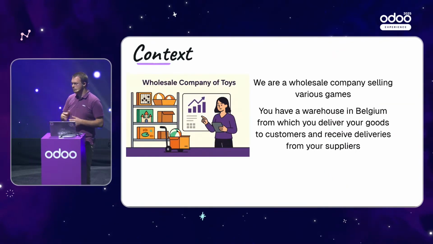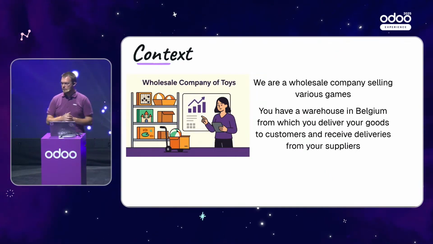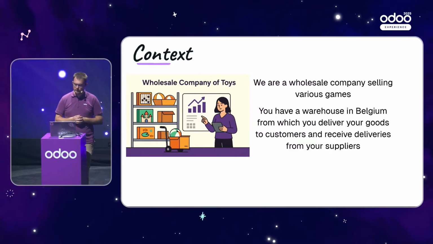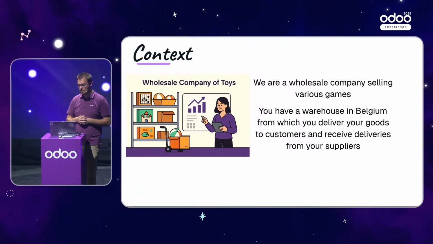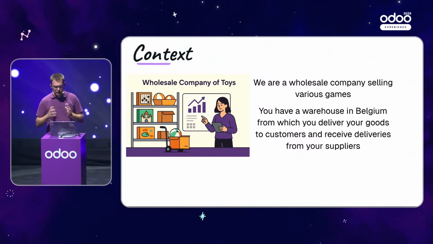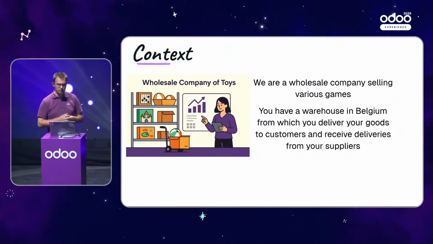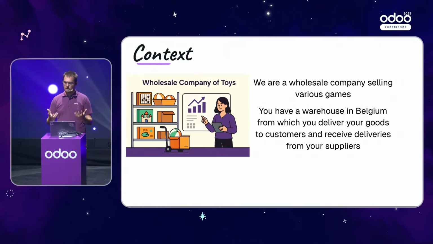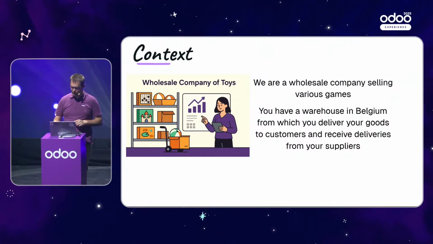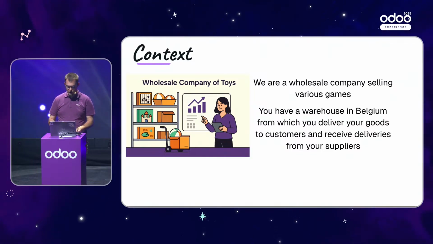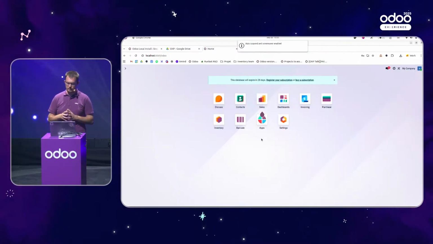Okay, but before going to Odoo, let's add some context. Why? Because it's easier to understand with context. So let's imagine that we are a wholesale company selling various games. We have a warehouse in Belgium from which you deliver goods to your customers and you receive deliveries from your suppliers. Very basic. I will add some context during the setup, but for now, just remember that. So now, I will move to Odoo, just to show you from scratch how to do it.